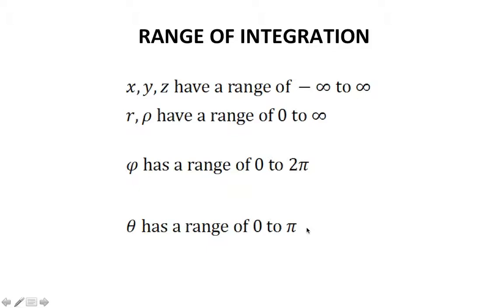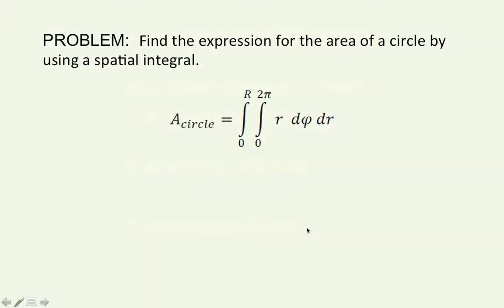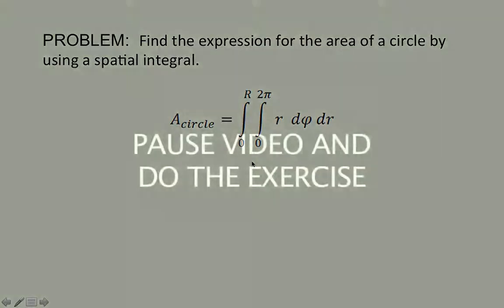Now that we've defined the range of integration, let's go ahead and calculate a spatial integral. For this first problem, I want you to find the expression for the area of a circle by using your spatial integral. I'm going to set up the integral for you, where the area of the circle is just going to be the integral of r d phi dr. We're going to integrate d phi from 0 to 2 pi, and we're going to integrate dr from 0 to R. Go ahead and solve for the area of a circle.